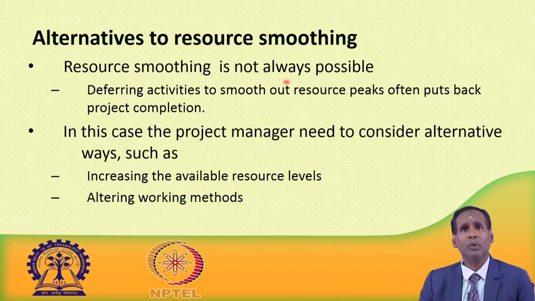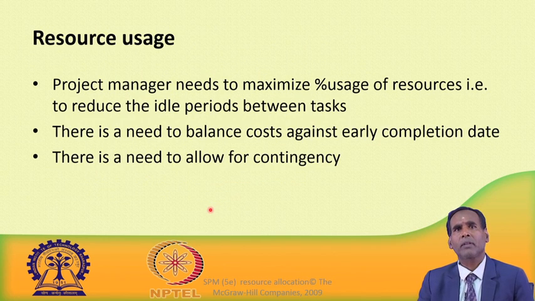Resource smoothing is not always possible, because deferring activities to smooth out resources often puts back the project completion date. The project completion date may be delayed. So, in this case the project manager needs to consider some alternative solutions, such as he may have to increase the available resource levels. In that case more cost will be incurred, or he has to follow different working methods. He may have to alter or change the working methods.